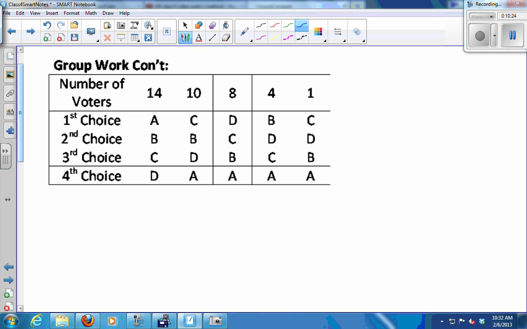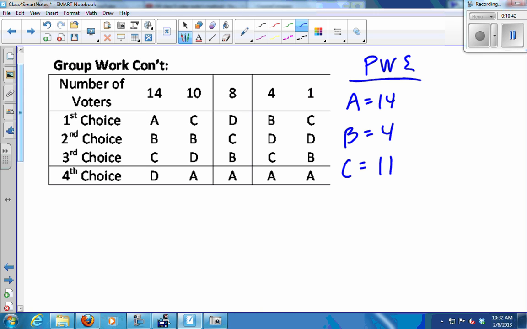Okay, so continuing our group work, let's do plurality with elimination. So plurality with elimination just starts with plurality. You write down the number of first place votes. So A is 14, B is 4, C is 11, and D is 8. And how many people voted in this election? 37? Okay, so how many is a majority? 19. Does anybody have a majority?